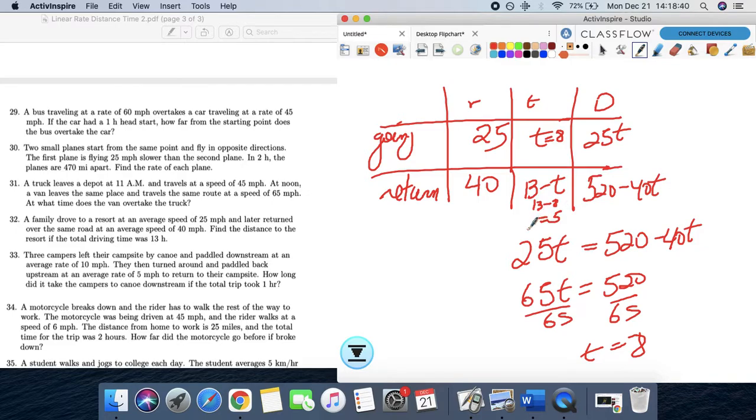But that's not the question, is it? Find the distance. So T equals 8, you can either plug it in here or plug it in here. 25 times 8 is 200 miles. And if you do the same thing here, you get 520 minus 40 times 8, which is 320. 520 minus 320, you also get 200. So the distance is the same, right? So we're good.